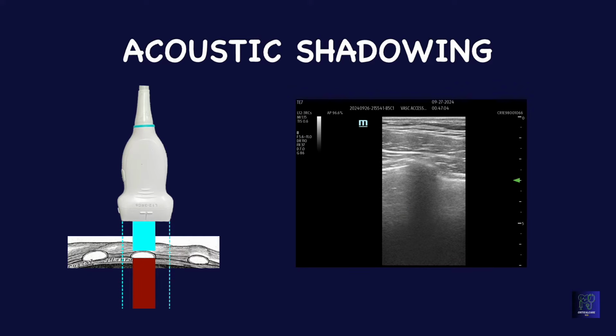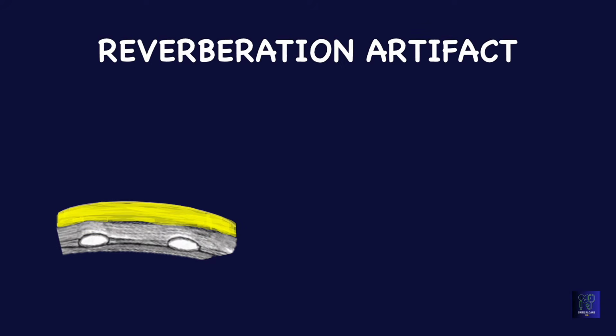So essentially what we are seeing on the screen is the top part is the subcutaneous fat and intercostal muscles, and then once rib comes into the picture, it basically leaves a dense shadow distal to it. So this is all rib shadow. Now let's talk about reverberation artifact. If we place the probe in between the ribs, this is what happens.